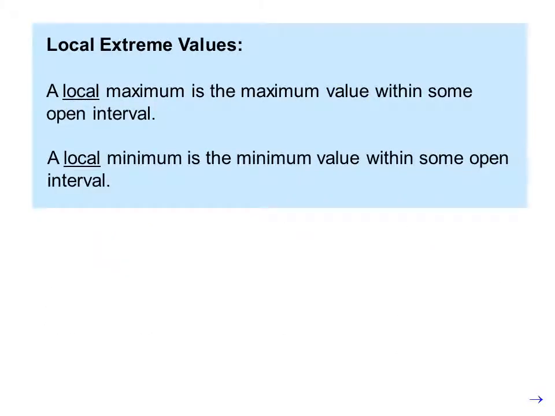Local extreme values. A local maximum is the maximum value within some open interval. A local minimum is the minimum value within some open interval. An example from real life might be the pitcher's mound in a baseball field. Even though it might not be the highest point in town, it is the highest point within the baseball field.